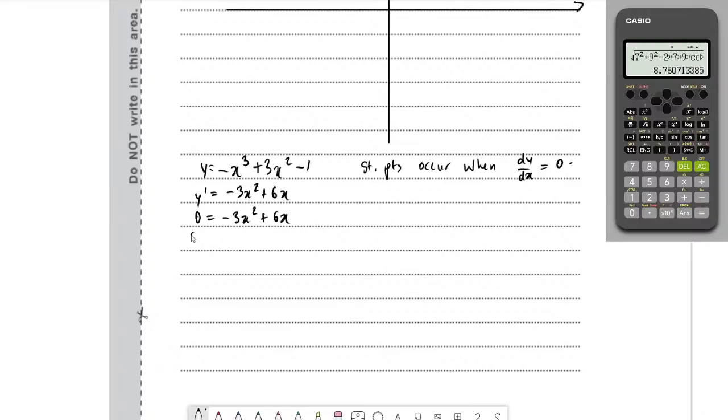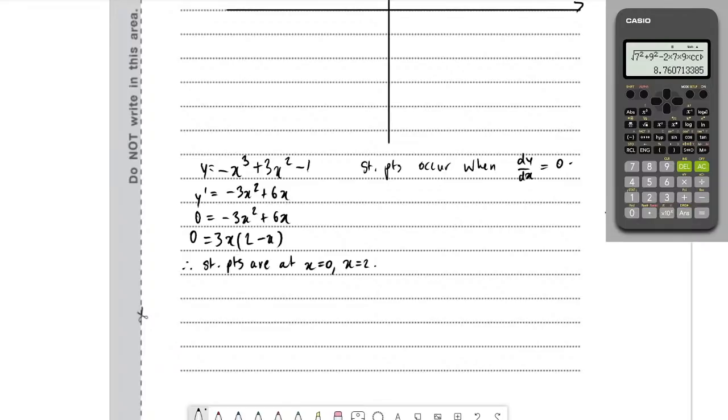Okay, so if we factorize this, we get 0 is equal to, well, it's actually going to be 3x lots of 2 minus x. So therefore, stationary points are at x is equal to 0 and at x is equal to 2. And that should make sense too, because if you think about a cubic, which is what this thing is, it goes up, down, and up, so there should only be 2 stationary points. That should also mean there should only be 1 point of inflection.